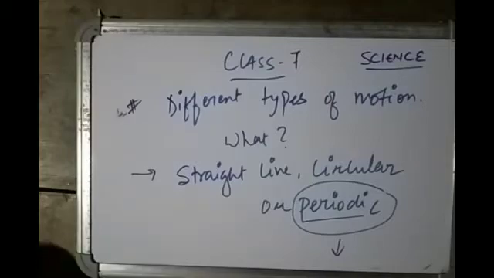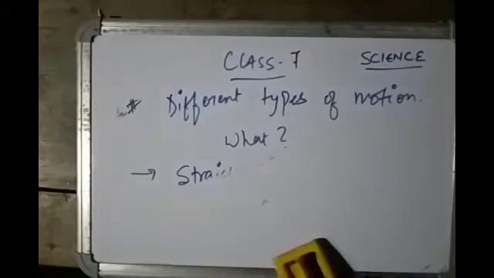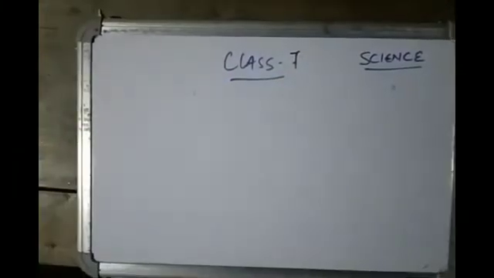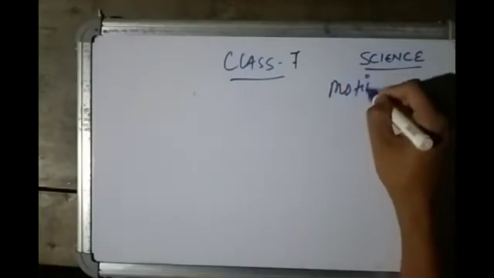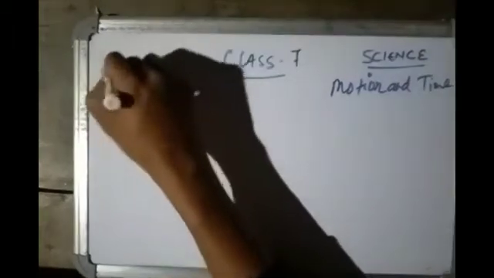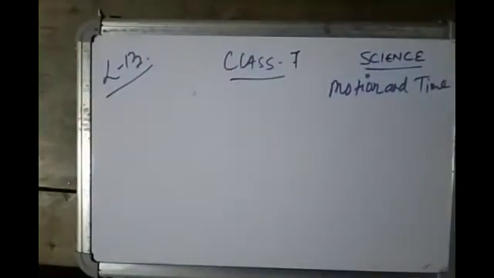So today's lesson, the name of the topic, is motion and time, which is lesson number 13. Motion and time, in the physics part. When you look at your textbook, you will find that there are 5 subtopics in this lesson.